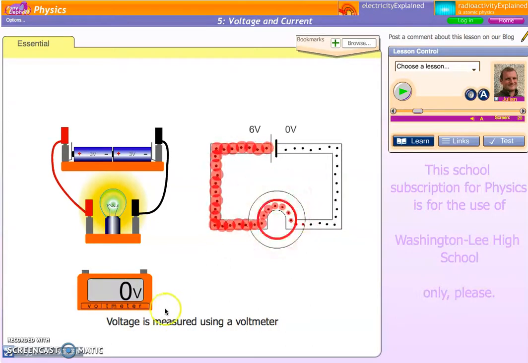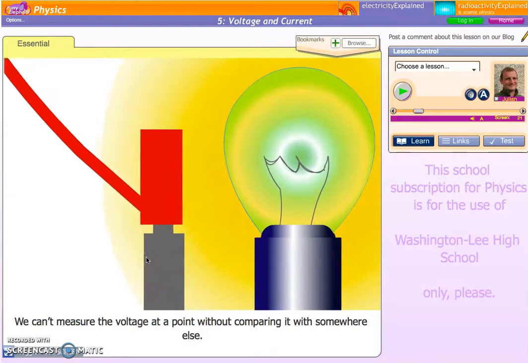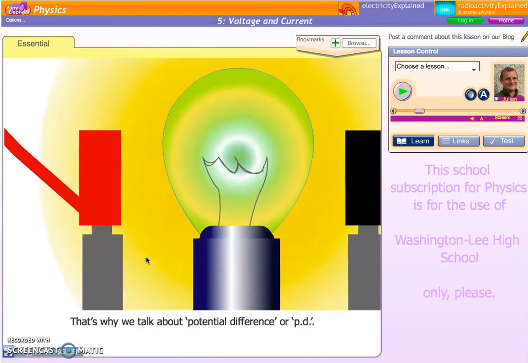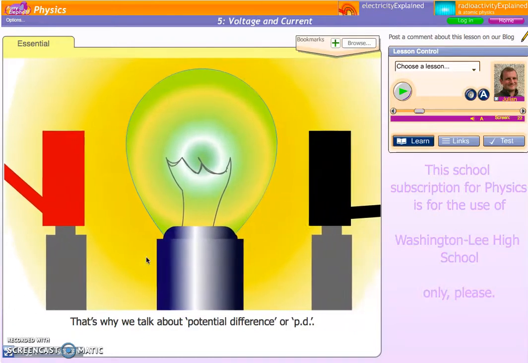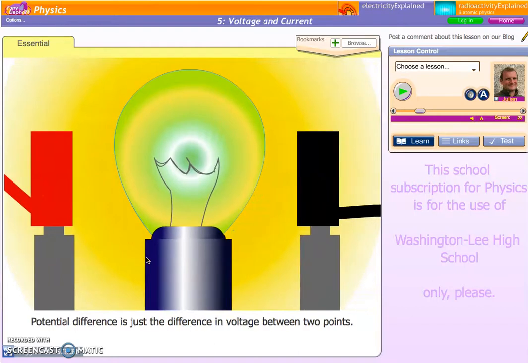Voltage is measured using a voltmeter. We can't measure the voltage at a point without comparing it with somewhere else. So remember, it's potential difference. That's why we talk about potential difference, or PD. Potential difference is just the difference in voltage between 2 points.